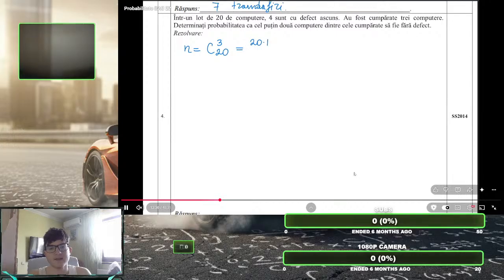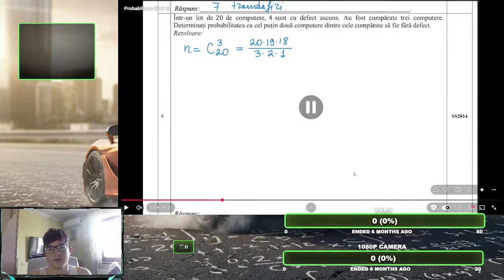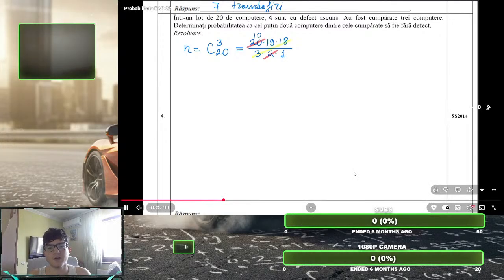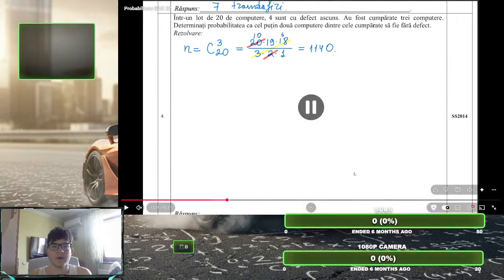Calculating this, we're going to have 20 times 19 times 18 divided by 3. So it's going to be 20 times 19 times 6. Actually, times 3 because there's also a 2. It's a 3 factorial, not just 3. So 190 times 6, which is 1140 right here. We have the 1140 right here.